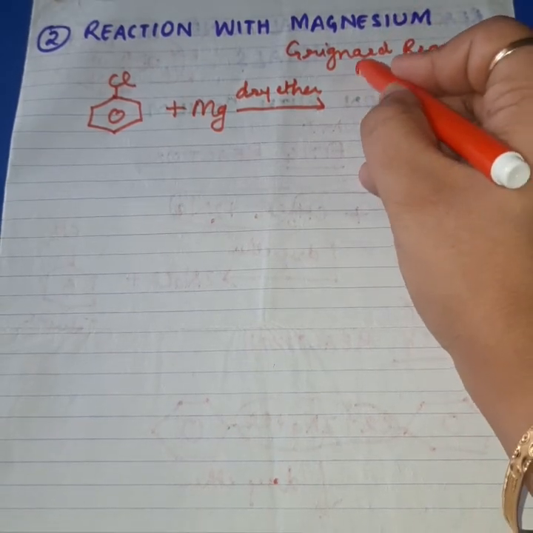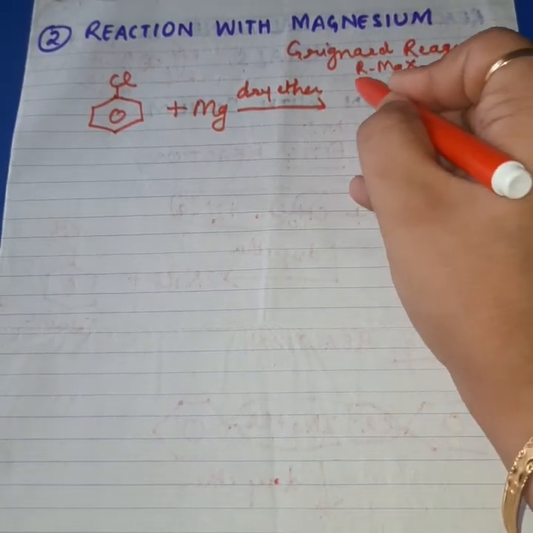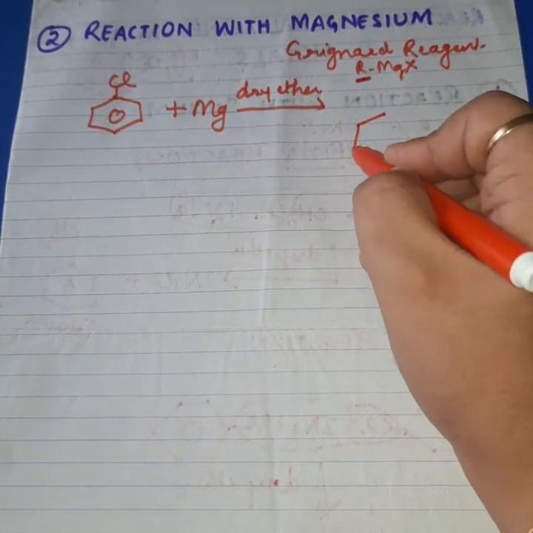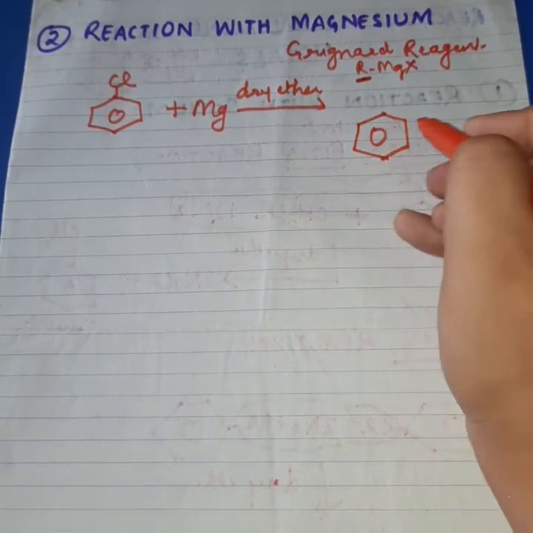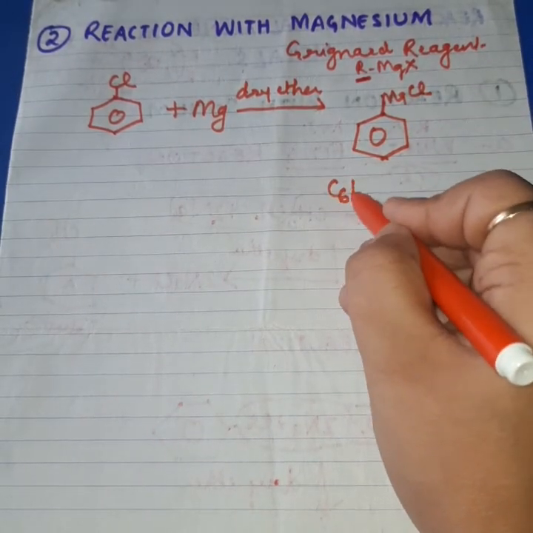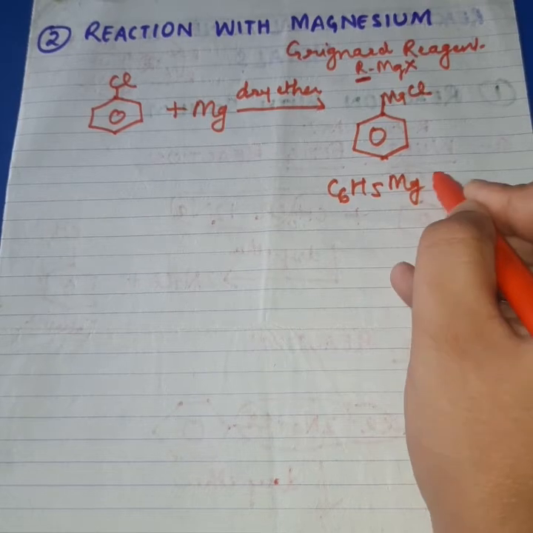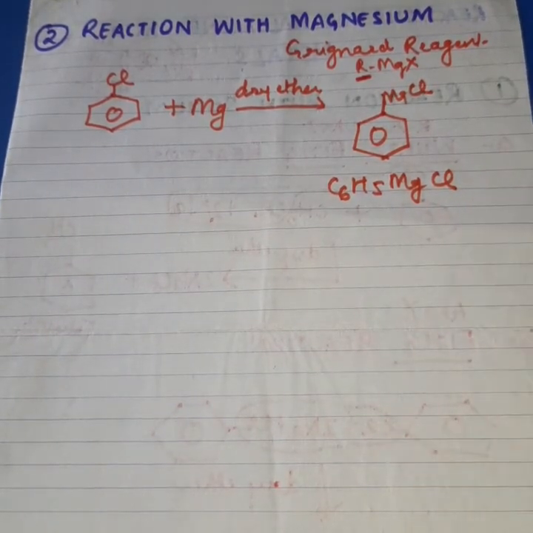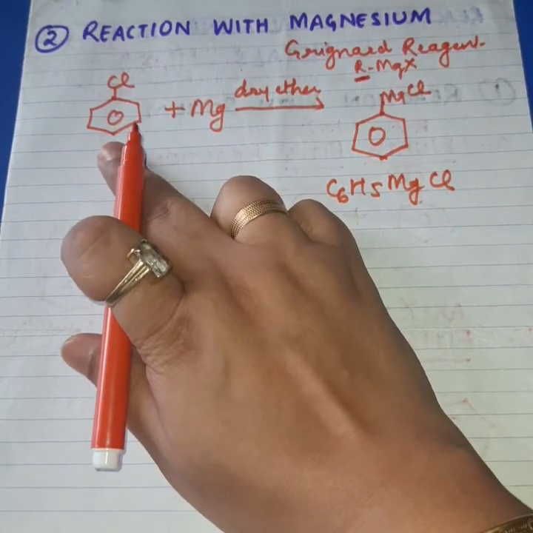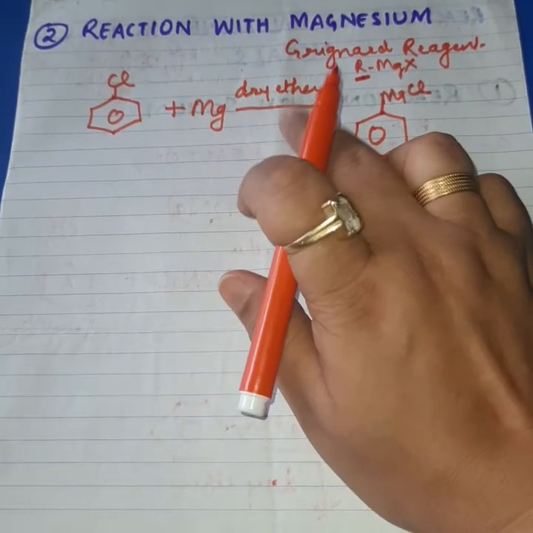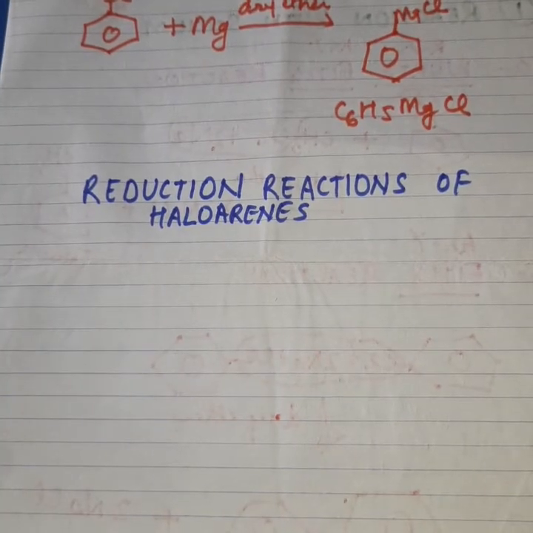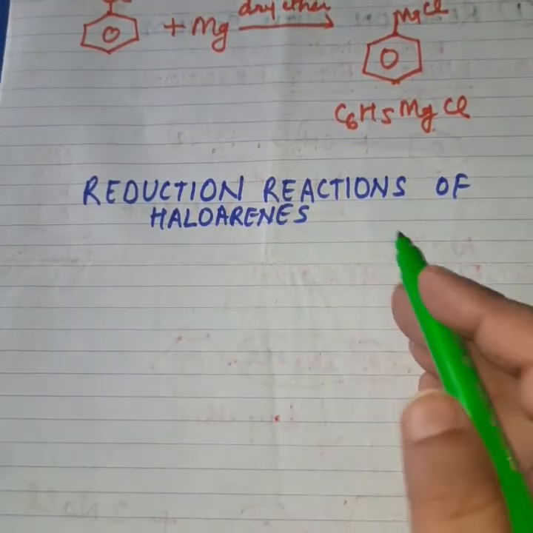What is Grignard reagent? RMgX, where R can be any alkyl or aryl. So here we get the Grignard reagent phenyl magnesium chloride, C6H5MgCl in compact form. This is the Grignard reagent prepared when aryl halides react with magnesium in the presence of dry ether.